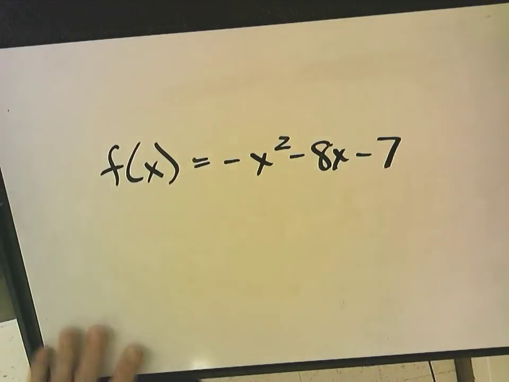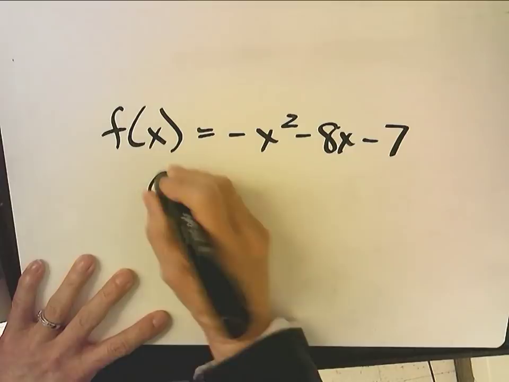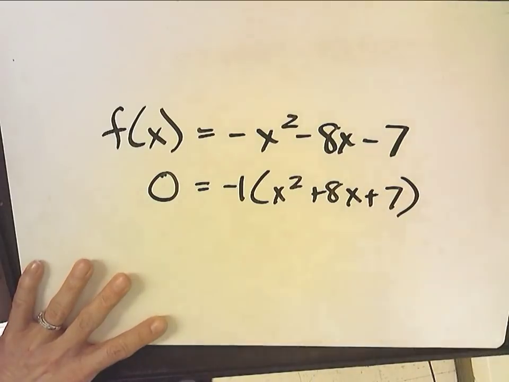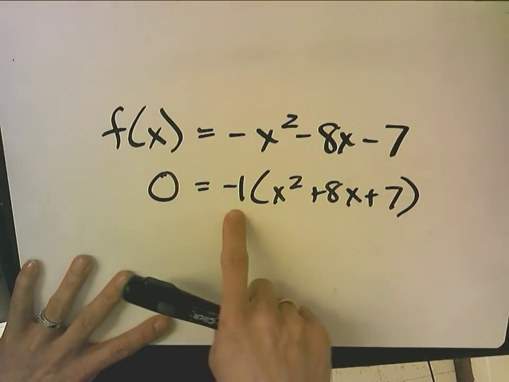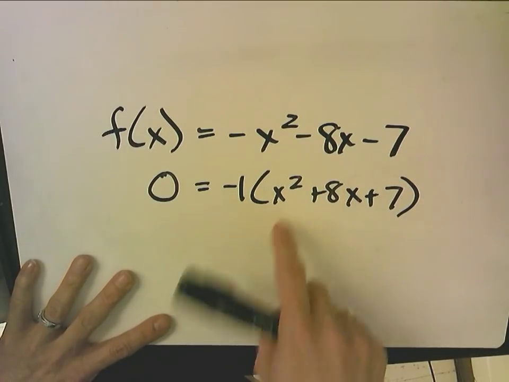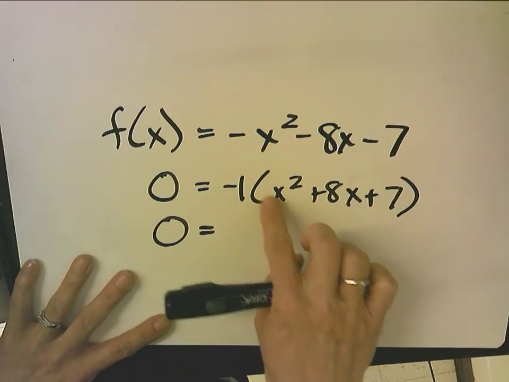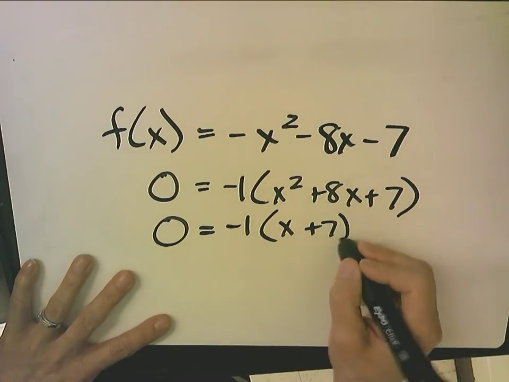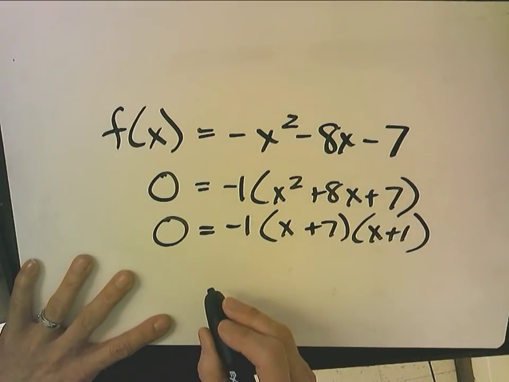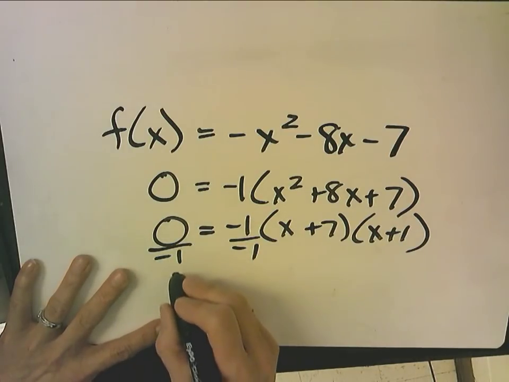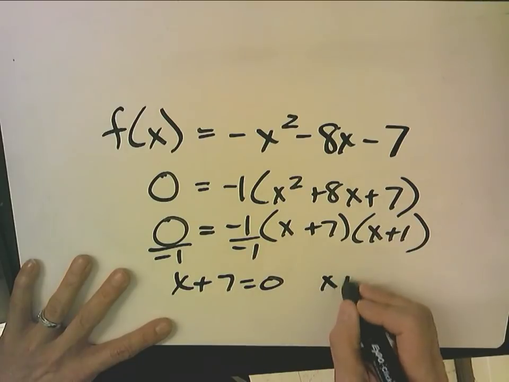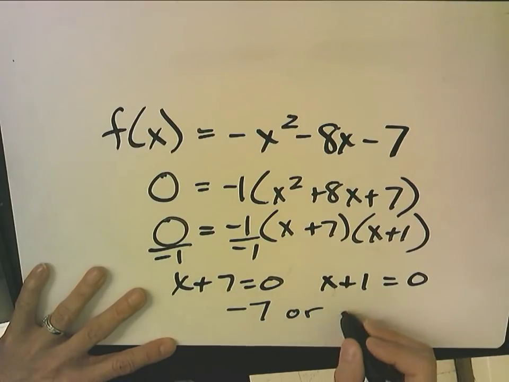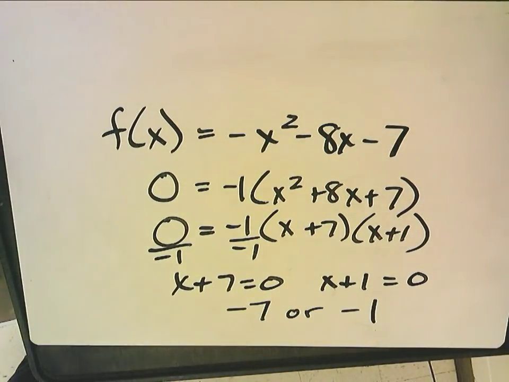To do that, I am going to let f of x equal 0. Now, the easiest way for me to find the zeros of the function is to factor it. Now, you know that I like to factor out -1 because when I do my shortcut method, I like that initial coefficient of the first term to be positive. So here I would say x plus 7 times x plus 1 equals 0. Divide both by -1. So either x plus 7 equals 0 or x plus 1 equals 0. And so my two solutions would be -7 or -1. So I get -7 or -1 by factoring.